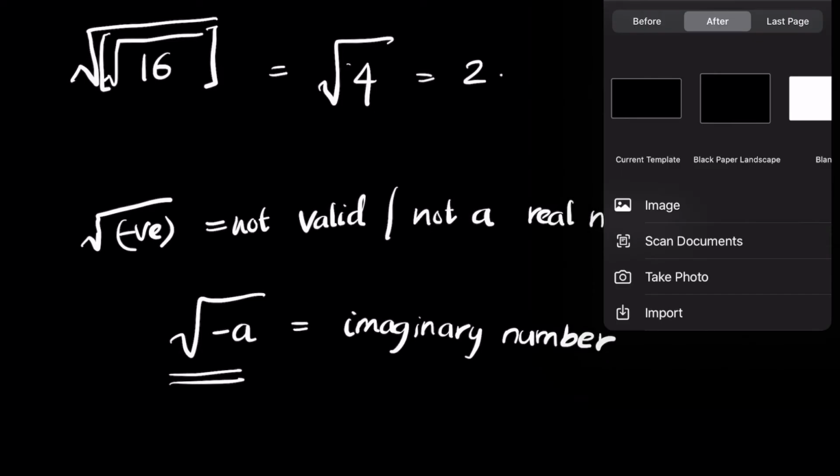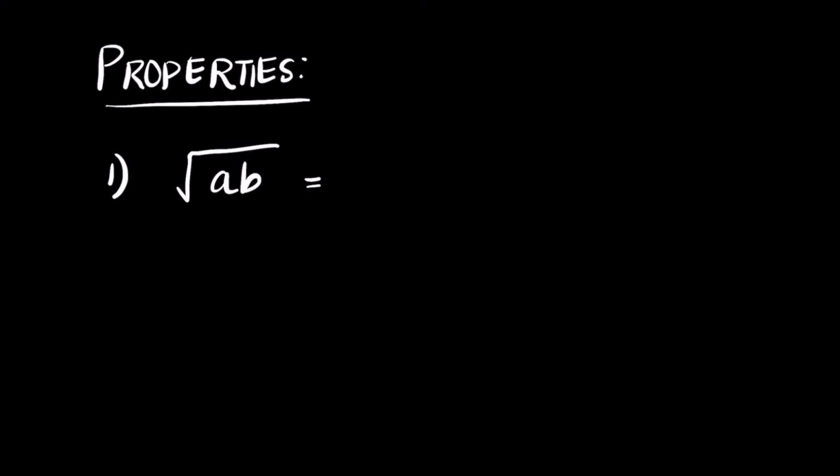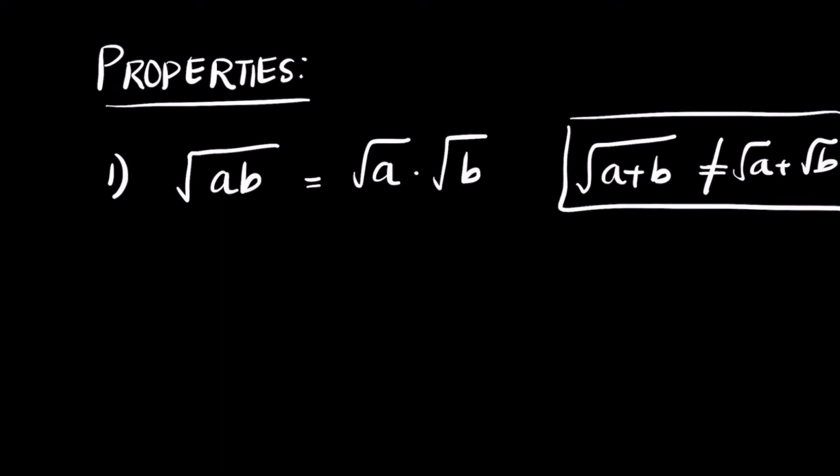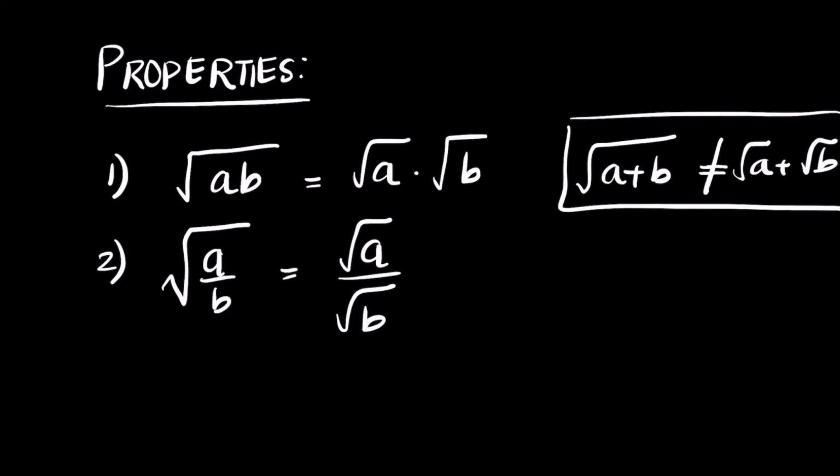Now, what are some of the properties of these radicals? Let's discuss the properties of radicals. The first property is the product rule. The square root of AB can be written as the square root of A times the square root of B. Just because this is true doesn't mean that root of A plus B is root A plus root B. It's actually not equal to root A plus root B. Number 2 is the root of A by B: root of A over B gives you root A over root B. So this is the second property.